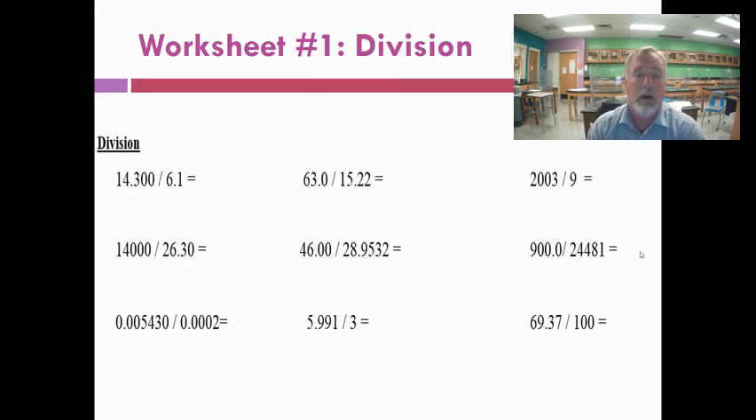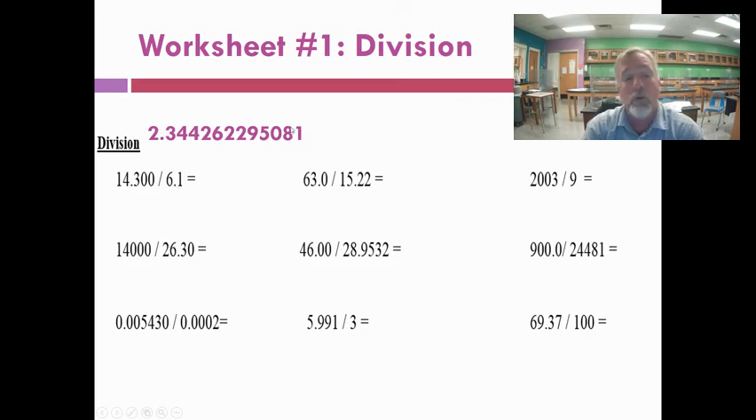Okay. Division is going to be following the same rules as multiplication. Count how many sig figs in each number. That's how much your answer is allowed to have. I'm just going to show the answers here to the first one. I want you to try a couple of these and look at the answer key. That's 14.300 divided by 6.1.